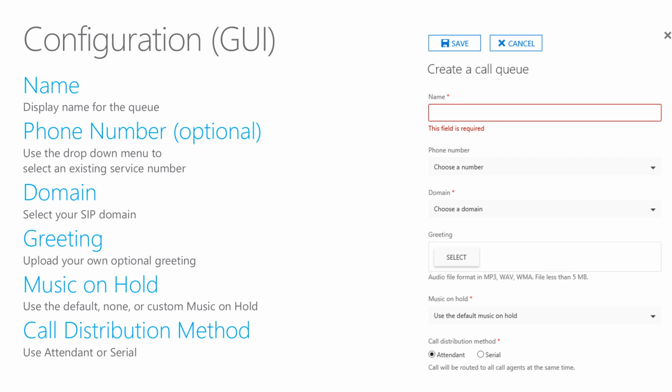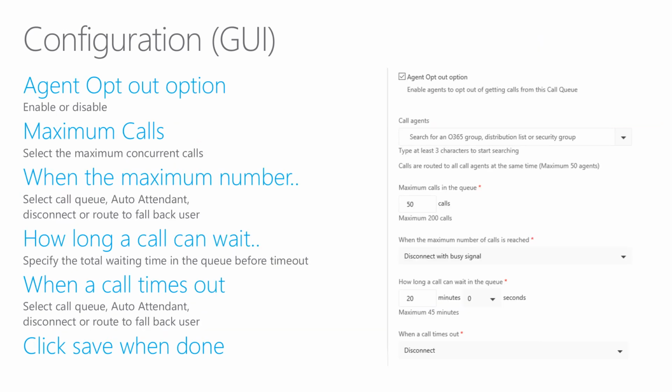If you want to use custom music on hold or ringback, this is the place to configure it, just as the call distribution method. If you want to offer agent opt-out, you can select that here. Add any group that you want through the search call agents option there, and you can set the maximum calls in the queue. You can also configure the option for the maximum number of calls and how long a call should wait in the queue. Click on Save when you're done.